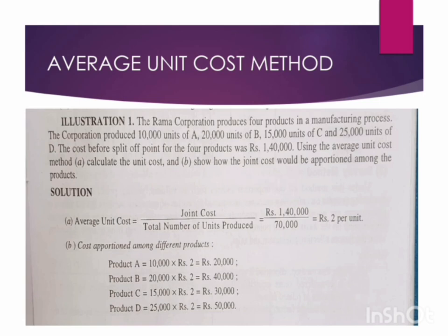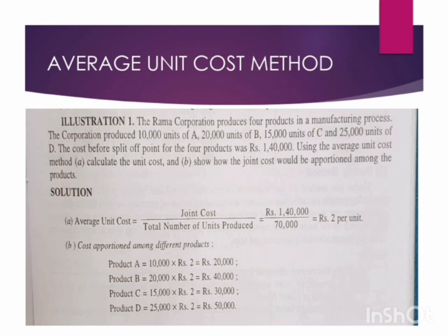The Rama Corporation produces 4 products in a manufacturing process. The corporation produced 10,000 units of A, 20,000 units of B, 15,000 units of C, and 25,000 units of D. The cost before the split off point for the 4 products was rupees 1,40,000. Using the average unit cost method, we have to calculate the unit cost and show how the joint cost would be apportioned among the products. So first we have to find out the average unit cost. There is one formula to find it: joint cost divided by total number of units produced.